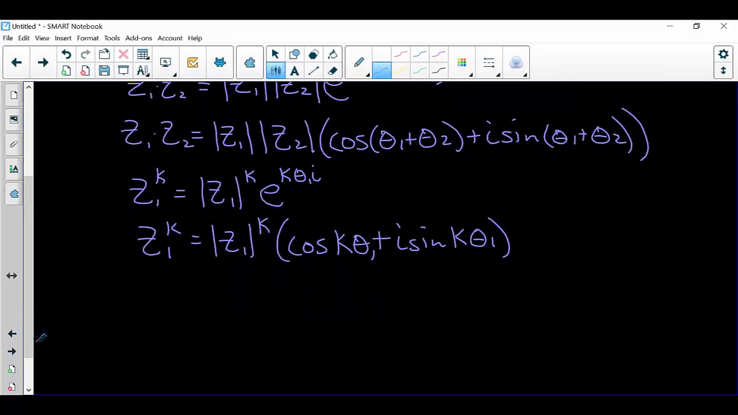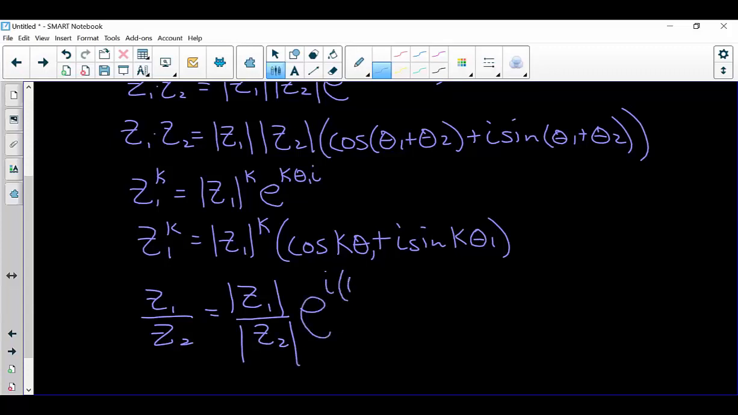Now, also, we've got this. If you go through the same way I developed the multiplication, we've also got this division. If you take Z1 divided by Z2, that's the same as Z1 over Z2 e to the I theta 1 minus theta 2. If you think about it, you would see that's going to work the same way. If you go back and look at what I did for multiplication, this division will work the same way.